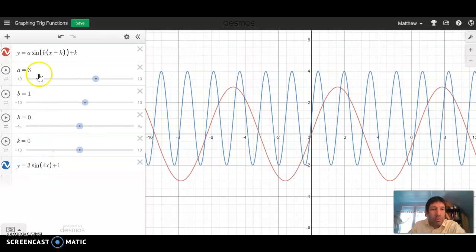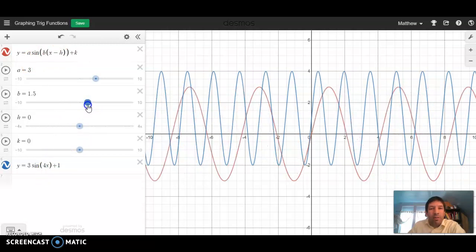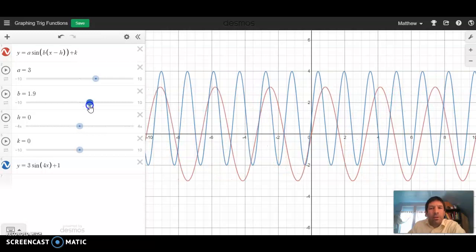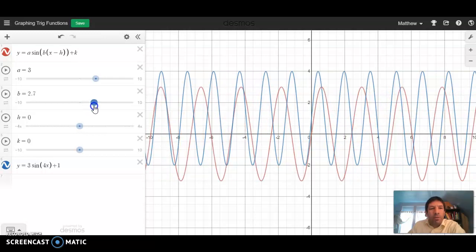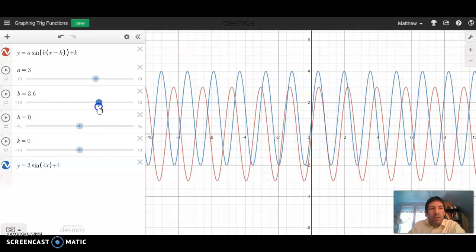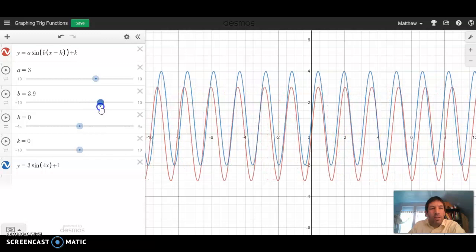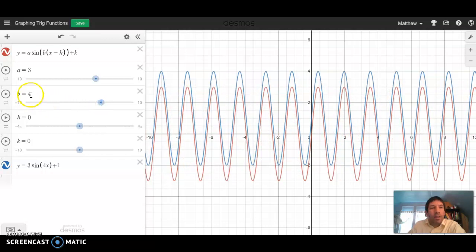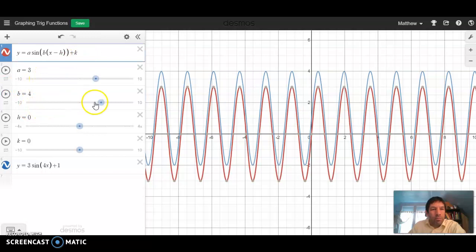Okay. The b value, now in this example, the b value is inside the parentheses, but we can take it out and put it in front of the parentheses like it is here. So the b value is 4. So as we adjust that b value, let's see what happens to the graph. Okay, it's going up and down a lot more often. Something else you can do too is type in the b value here, but I think it's better to just move that slider so you can see what's happening.